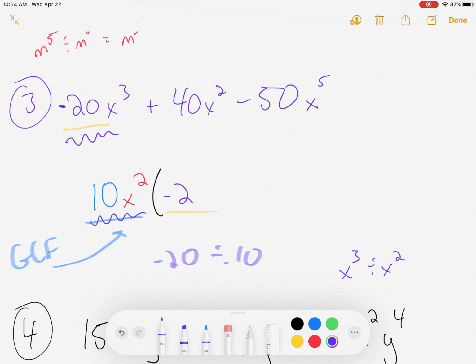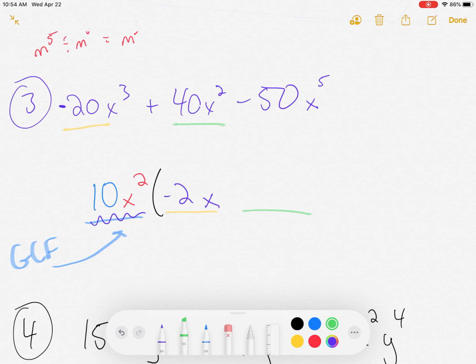Next up, what is x to the third? I'm dividing this term by my GCF. What's x to the third divided by x squared? Remember, we subtract the exponents, so we're left with just x. Okay, that's how we got the yellow term. Now, let's move on to my next term. My next term, I'm going to highlight in green, is right here. I'm going to divide it by my GCF, which is 10x squared, and put it in the green space. So what is 40 divided by 10? Well, that's positive 4.